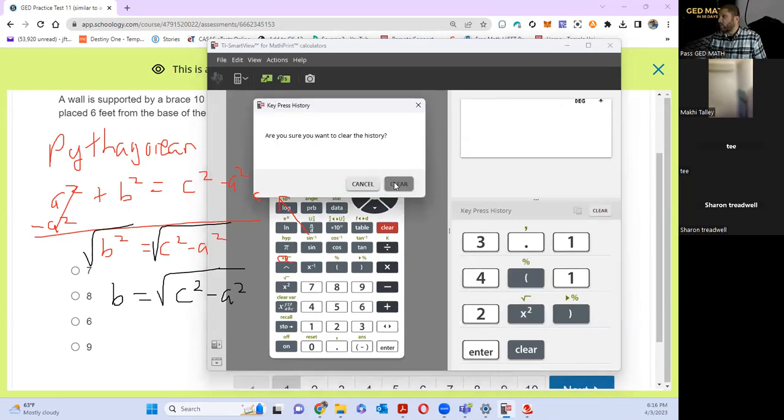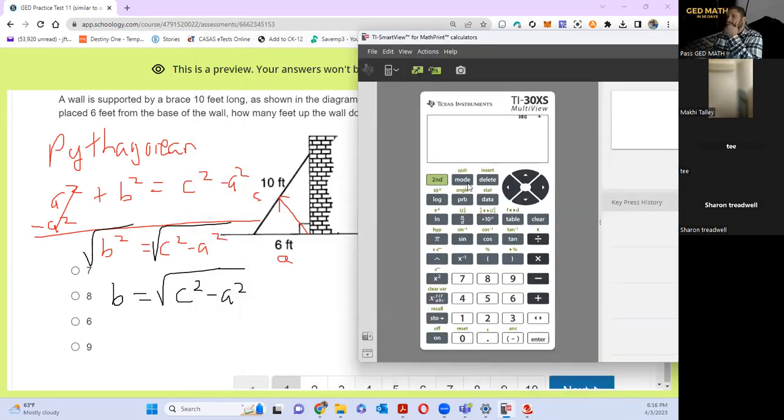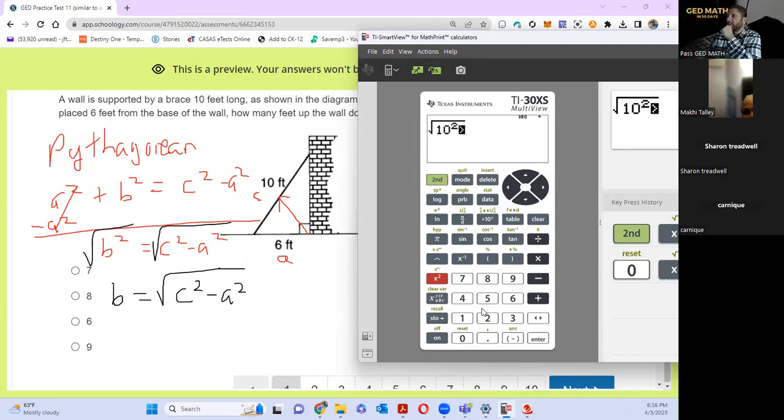So how do I get the square root symbol in this calculator? Second and the x squared. Then how do I put it in? So what is C squared? What side is my C? Your C is 10. So it's 10 squared minus what? 6 squared. Close the square root. I press enter. My answer is done. I got my answer E.